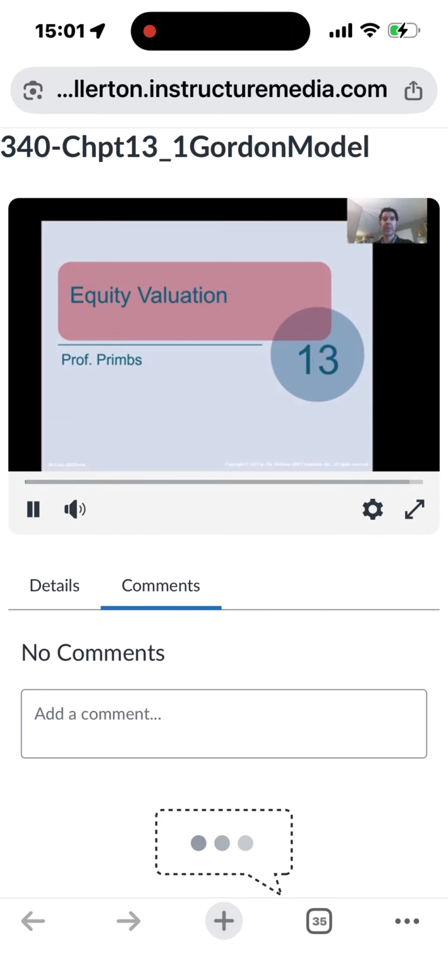In this video, I'm going to start into Chapter 13. Chapter 13 is on equity valuation, and this continues our study of fundamental analysis. So in Chapter 12, we started top-down fundamental analysis. We looked at macroeconomic indicators, and then we came down to industry-level ideas and concepts.